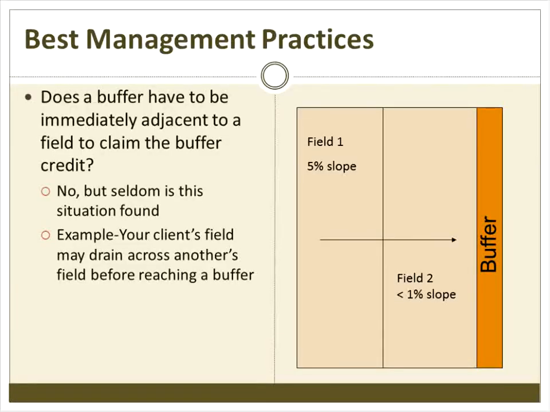People have asked, well, if I've got two adjacent fields, and they go into a buffer, does my upper field get buffer credit? And the answer is absolutely yes. So the question is asked, does a buffer have to be immediately adjacent to the field? Can only this field get credit? The answer is no. And again, this field that's adjacent to the field that's adjacent to the buffer gets credit for the buffer. So keep in mind that stacked fields can get credit.